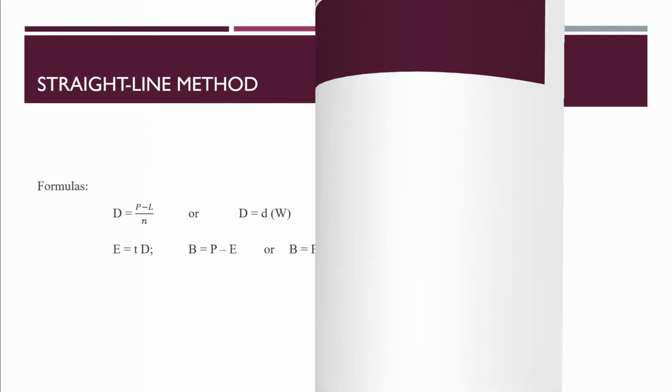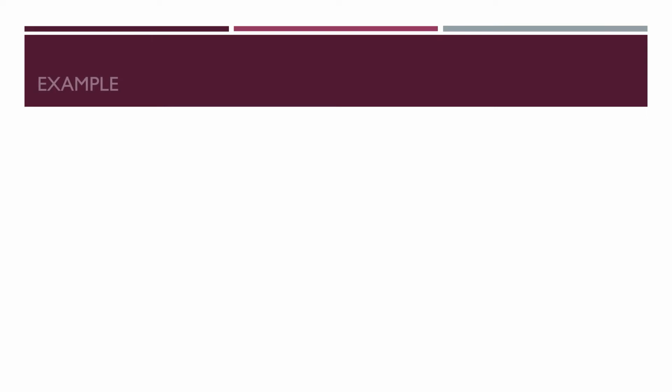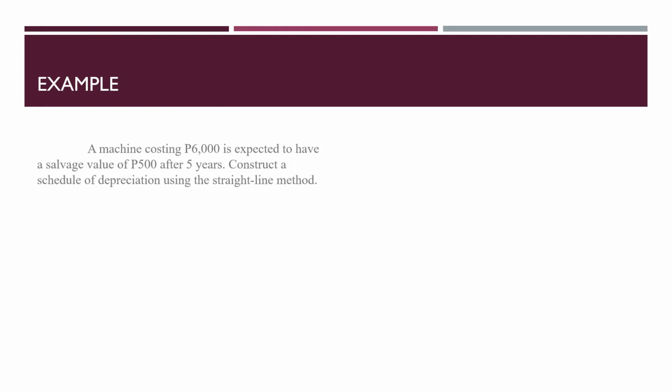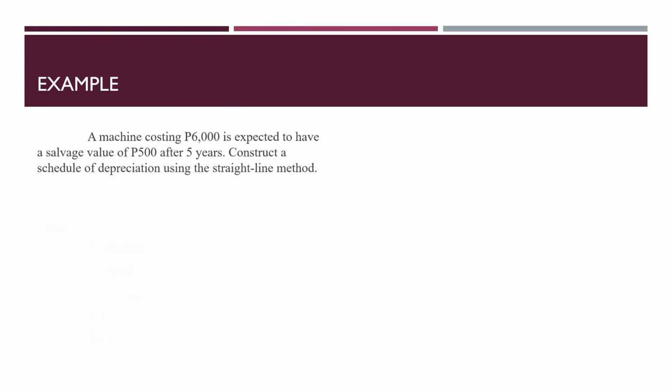We have here an example. A machine costing 6,000 pesos is expected to have a salvage value of 500 pesos after 5 years. Construct a schedule of depreciation using the straight line method. Our next step is to tally the given. We have the original cost of 6,000 pesos, a salvage value of 500 pesos, the number of years of 5 years, and now we have to find the wearing value and the D. The small d here means the yearly depreciation.